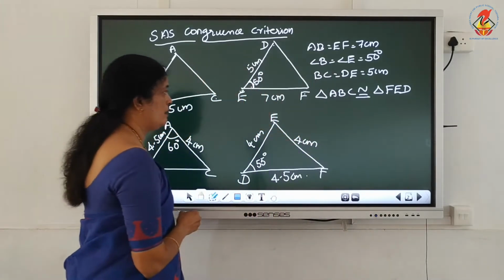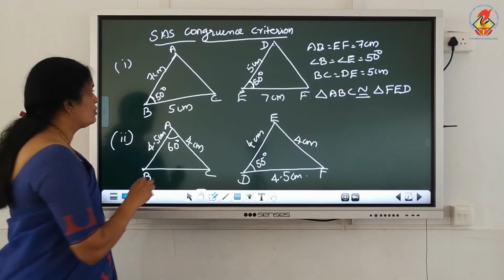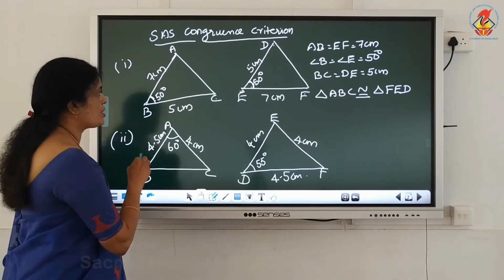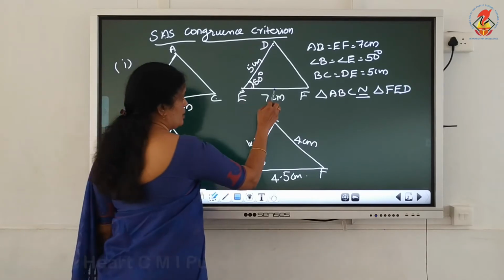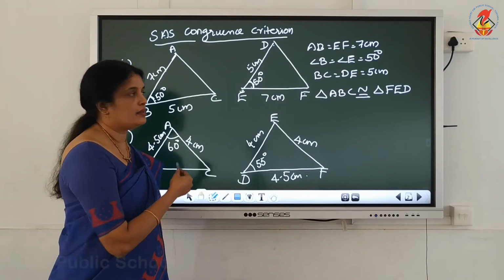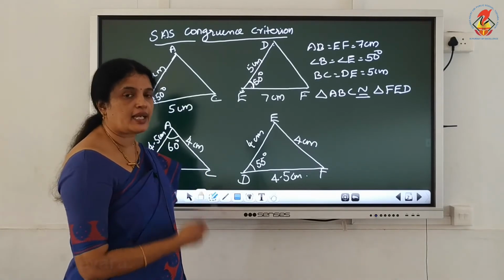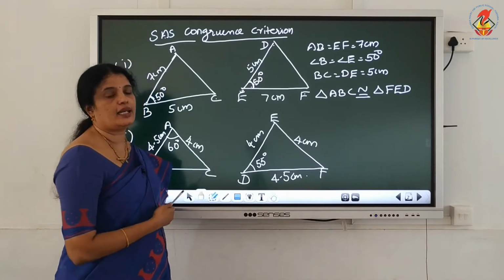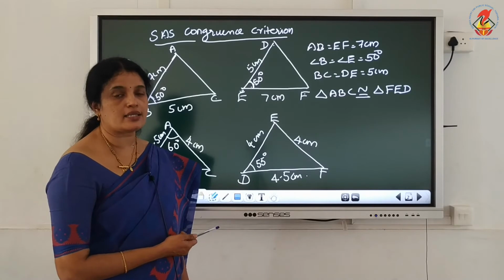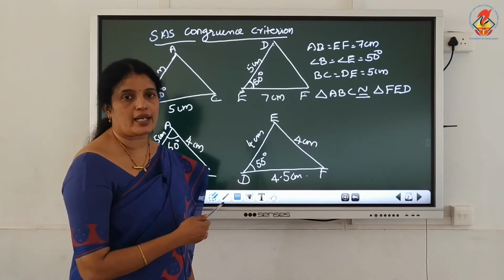Here SAS congruence criterion means what? Two sides and included angle of one triangle is equal to two sides and included angle of another triangle. Then this type of criteria is called SAS criteria. Using this criteria we can say that these two triangles are congruent.